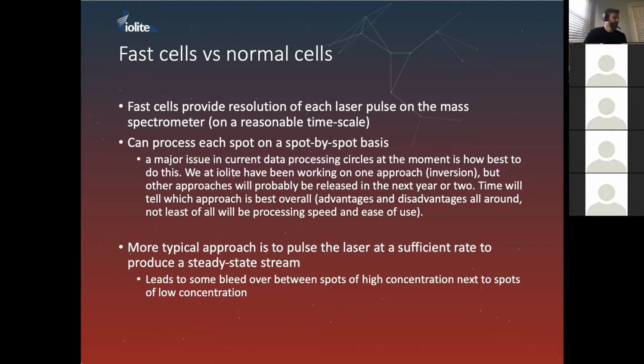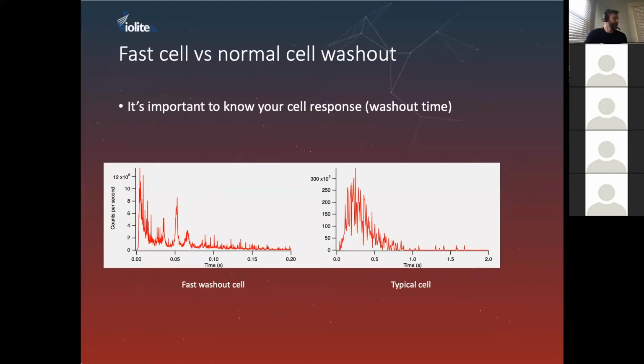With the current steady state stream approach, you do get some effect from previous spots over your following spots, but there are ways to avoid that, or to minimize that at least. So just to show you the difference between a fast washout cell and a typical cell, on the left here we have some data from a fast washout cell. This is for the same elements on the same mass spectrometer.